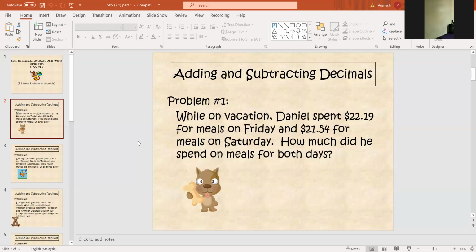Faster. Okay. While on vacation, Daniel spent 22.19 for meals on Friday and 21.54 for meals on Saturday. How much did he spend on meals for both days? So that means you need to add or subtract? Add. Can you show the working there on my screen?